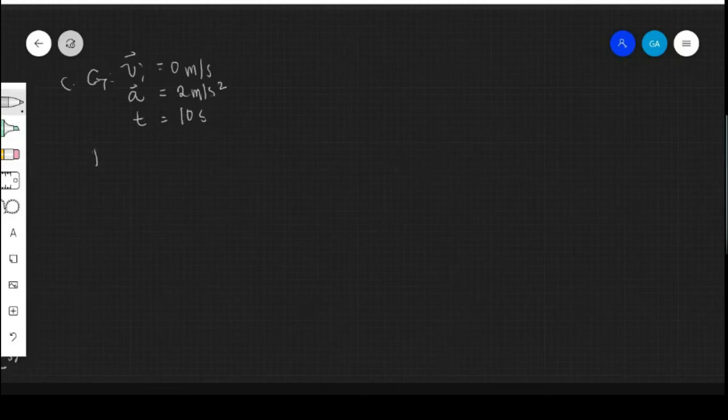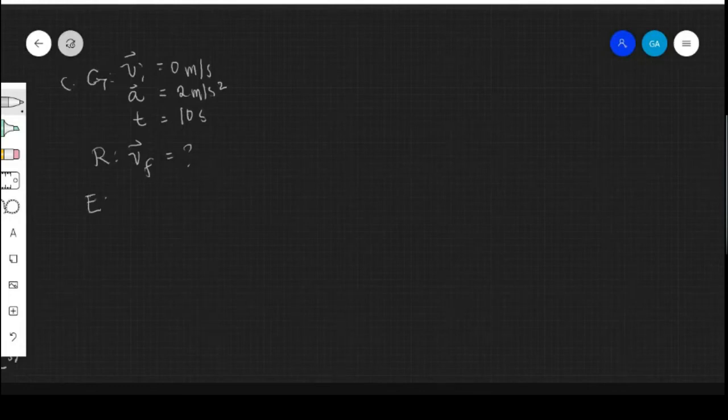Meron tayong given na initial velocity which is 0 meters per second. Meron din tayong acceleration na 2 meters per square second. And meron tayong time actually na 10 seconds. And we are required to find the final velocity of the train after 10 seconds. Okay, so this solution will not be based on what is in the module. Kasi ang gagamitin ko dito is what is given in the problem. So ang given sa problem ay may time ka na 10 seconds. Okay, so this will actually be similar to what we have done in letter A.